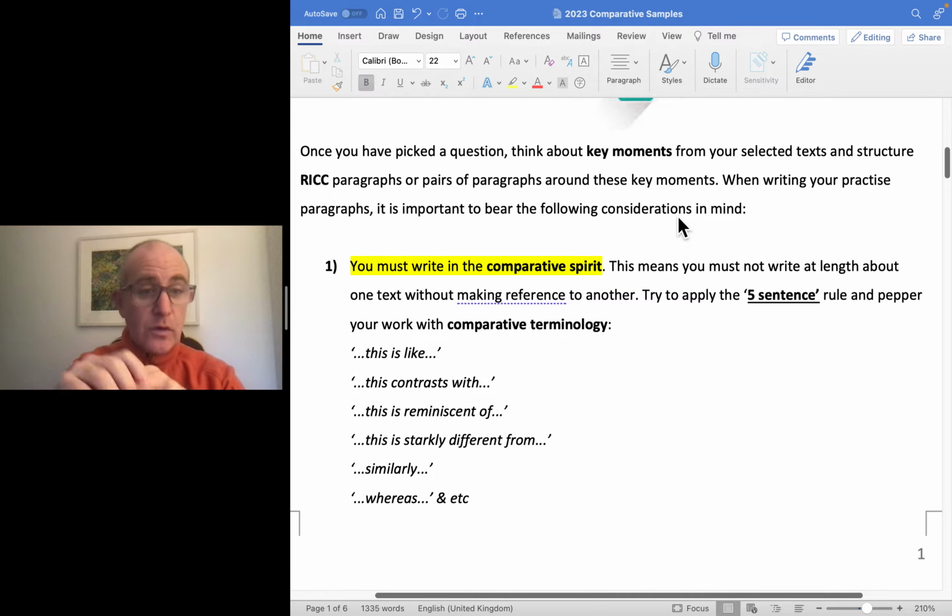Now, as you know, those of you who are in my classes, I've given you notes on 27 of the comparative texts at this stage. I think there's a few more to go. That'll be going up on Moodle for those of you who are in my classes.